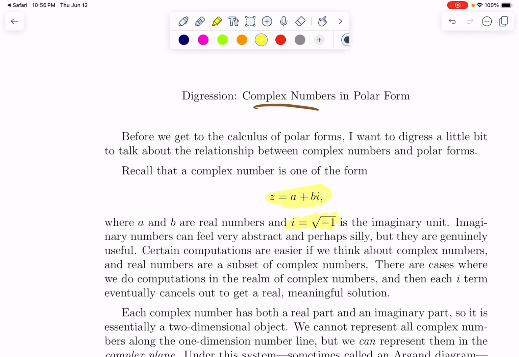You certainly see this in Algebra 2, if not earlier, but I don't know to what extent it's really stressed that complex numbers are numbers. Pretty much whatever we do with real numbers or integers, we can do the same thing with complex numbers. Okay, and they can represent meaningful solutions.